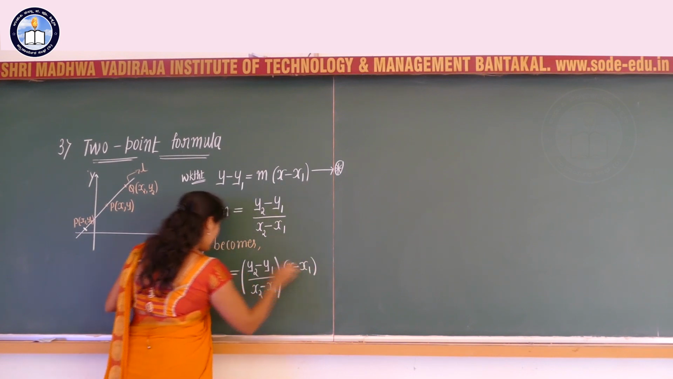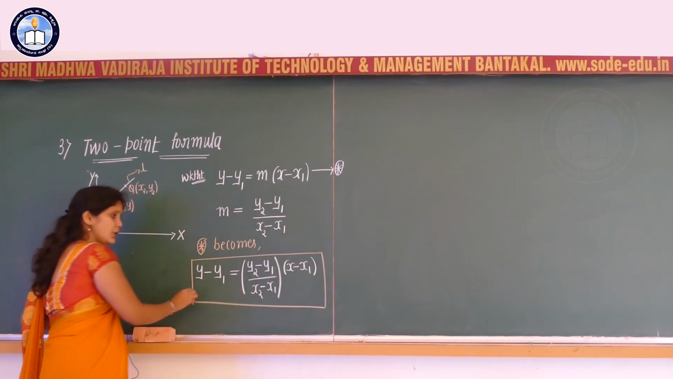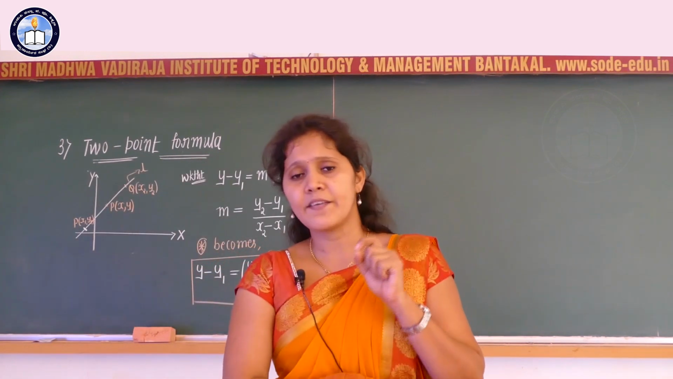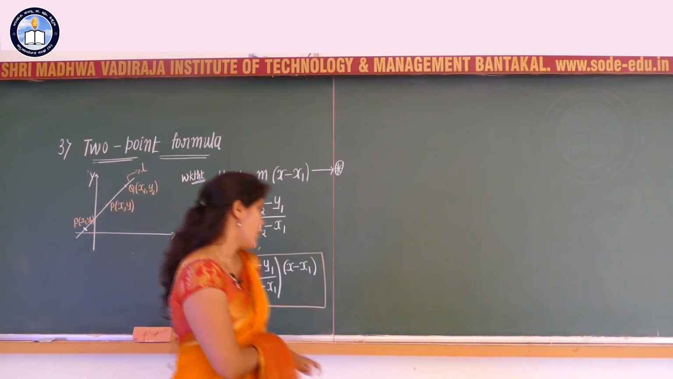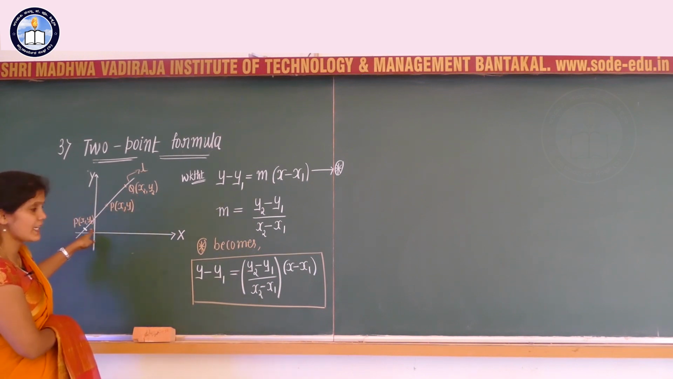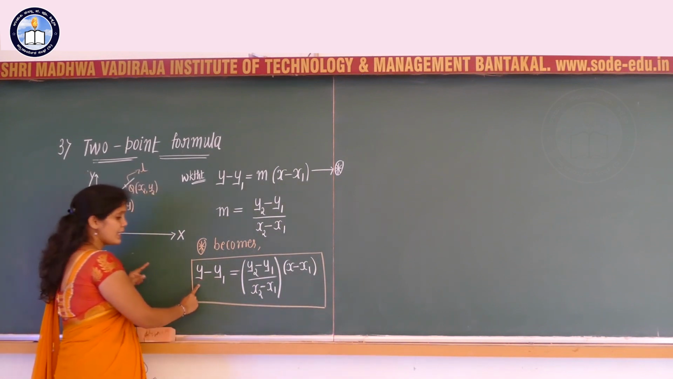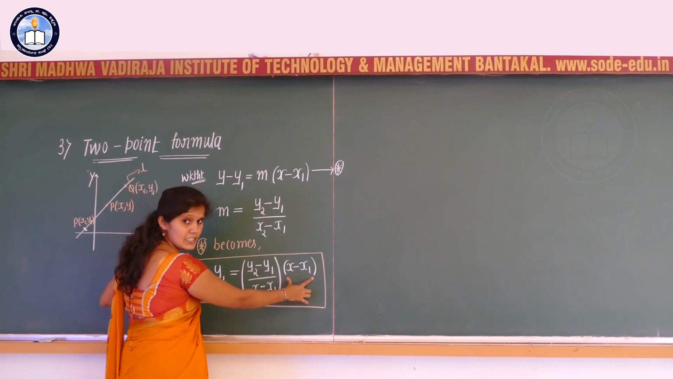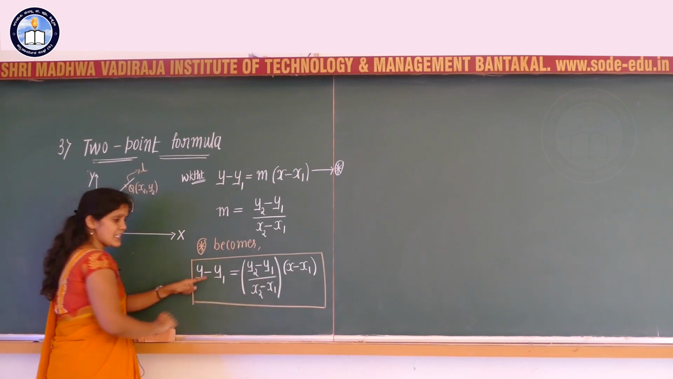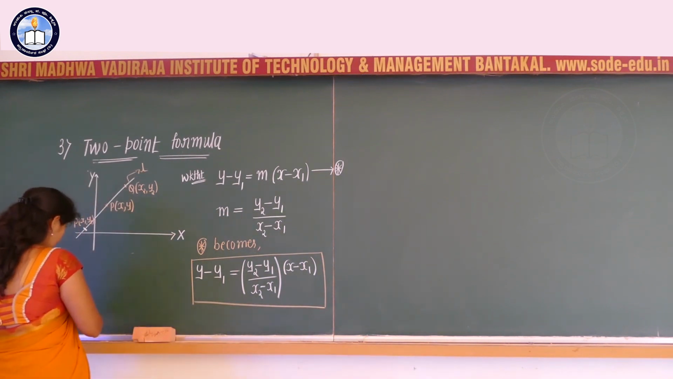So this formula itself we call the 2-point formula. If two different points are given with respect to the line L, then the equation of that line L is given by y minus y1 is equal to the slope of the given 2 points P and Q into x minus x1. This equation we can also write as y minus y1 divided by x minus x1 is equal to y2 minus y1 divided by x2 minus x1.